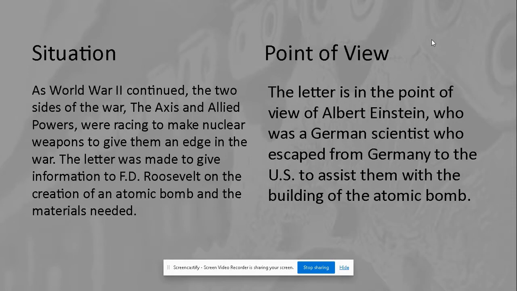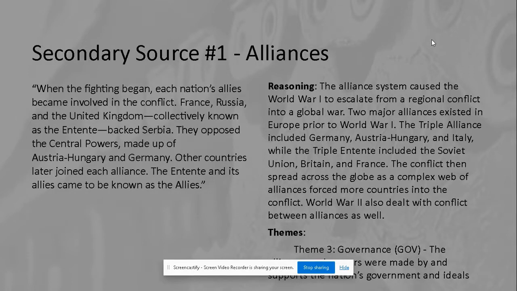Situation. As World War Two continued, the two sides of the war, the Axis and the Allied powers, were racing to make nuclear weapons to give them an edge in the war. The letter was made to give information to Roosevelt on the creation of the atomic bomb and the materials needed. The letter is from the point of view of Albert Einstein, who was a German scientist who escaped from Germany to the US to assist them with the building of the atomic bomb.